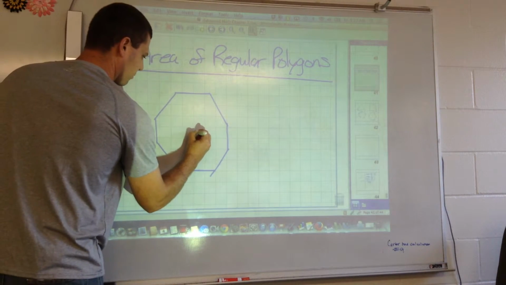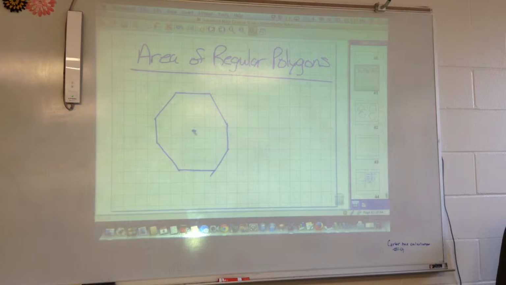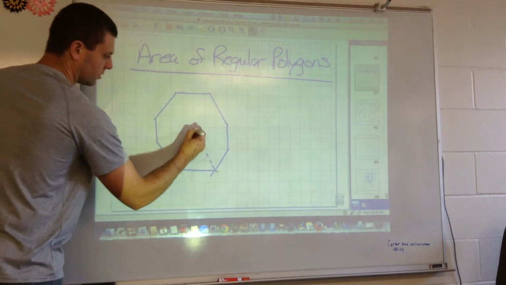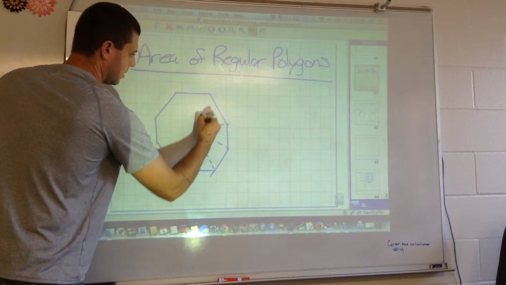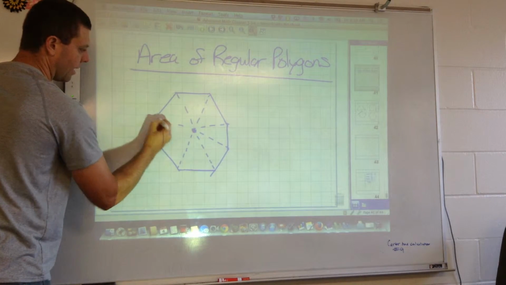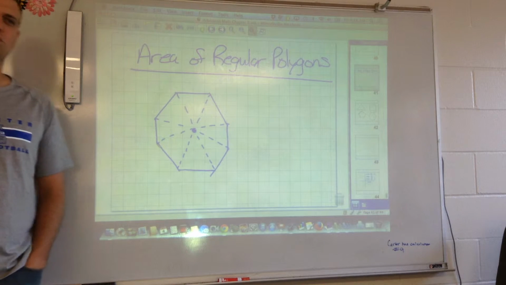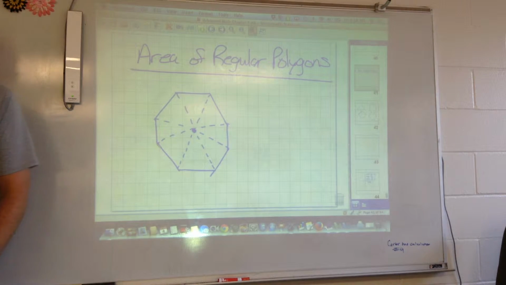Sometimes, with the more complex ones, what you'll do is notice that every regular polygon can be cut into congruent triangles. Every regular polygon can be split up into congruent triangles.